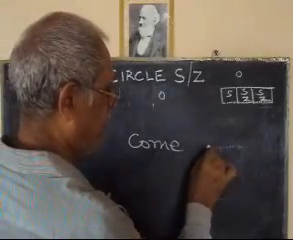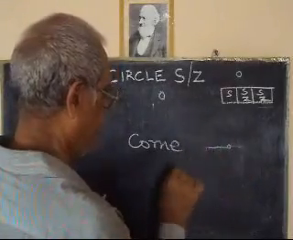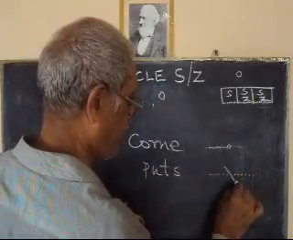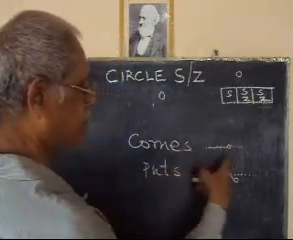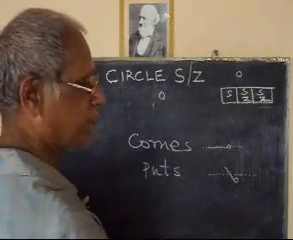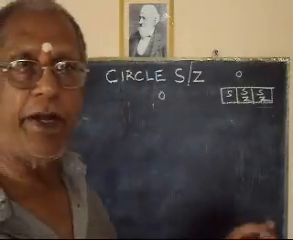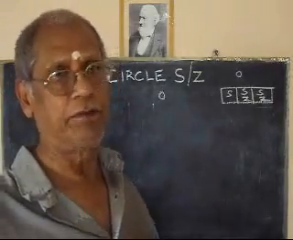Come is written like this: come, comes. Put, puts, puts, comes, puts, like this. The circle can be attached to the logographs.